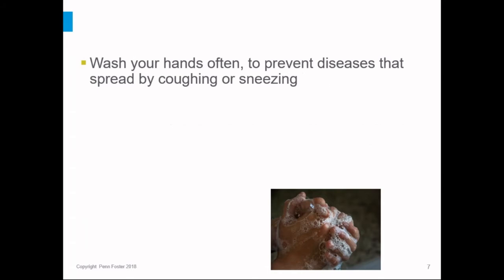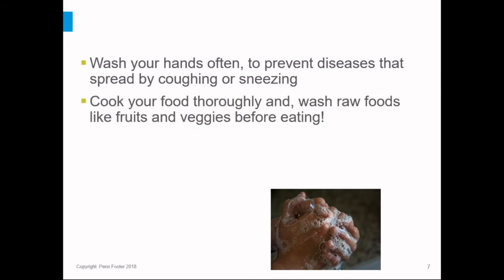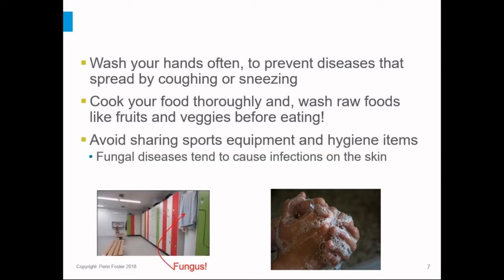So because there's so many ways of pathogens spreading, there's different ways to prevent them. To help prevent the spread of pathogens to yourself and others, wash your hands often, cook your food, and wash raw foods like fruits and vegetables before you eat them. Avoid sharing sports equipment and hygiene items. Note that fungal diseases tend to cause infections right on the skin. And practice safe sex. Condoms help prevent sexual transmission of pathogens.